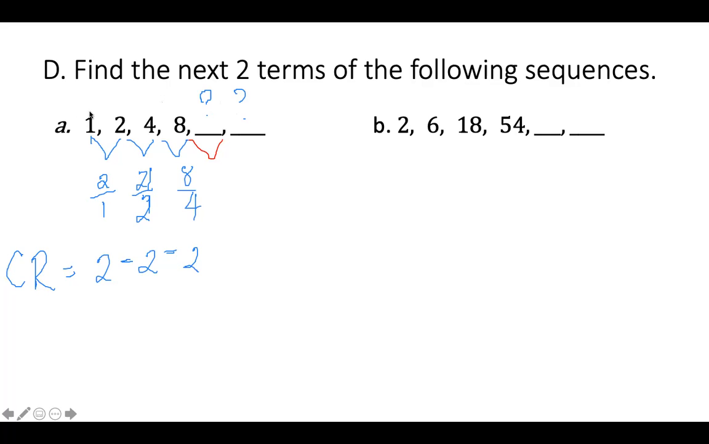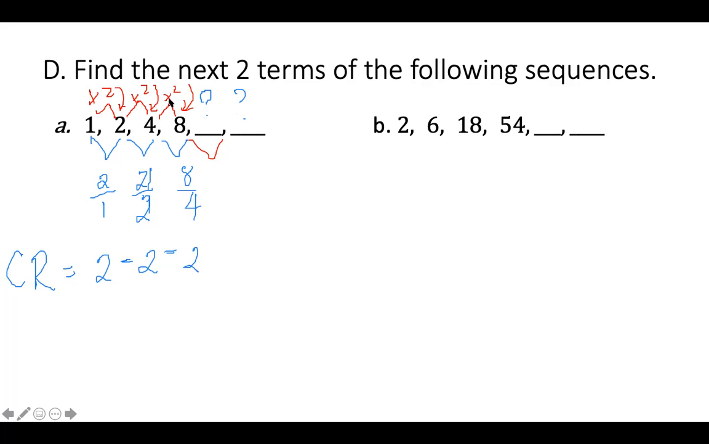Okay, so just like here, 1 times 2 is equal to 2, 2 times 2 is equal to 4, and 4 times 2 is equal to 8, right? Now, how do we solve for the next number here?